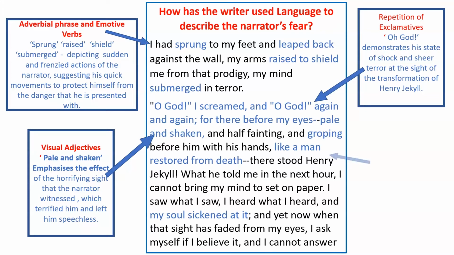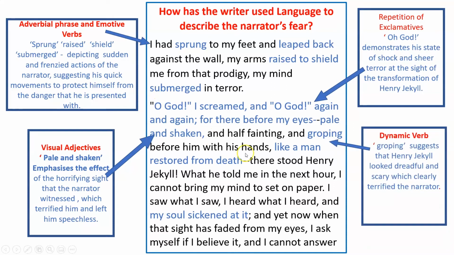And another example, guys, are these dynamic verbs that the writer has used. For example, fainting, groping. Here, the dynamic verbs are your verbs ending in ing, showing some sort of continuous movement and action and frenzy and frantic action. And it's suggesting, of course, that Henry Jekyll looks really dreadful, really scary, and this has terrified the narrator.